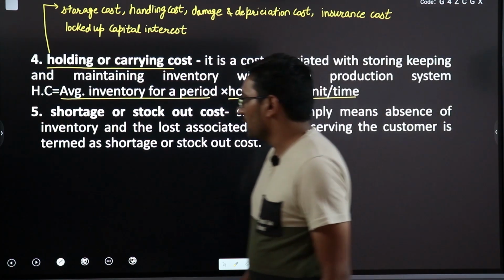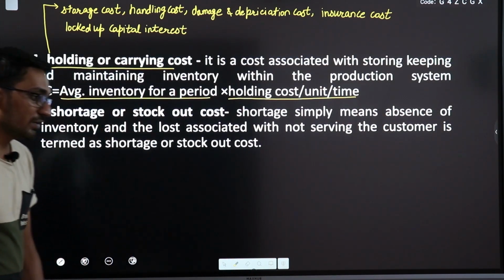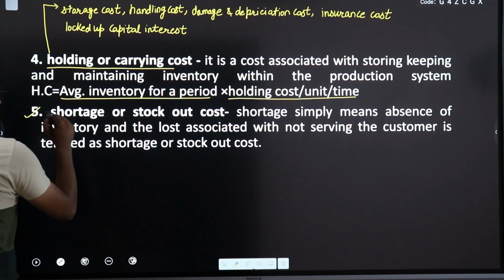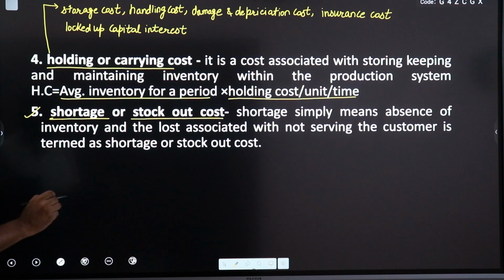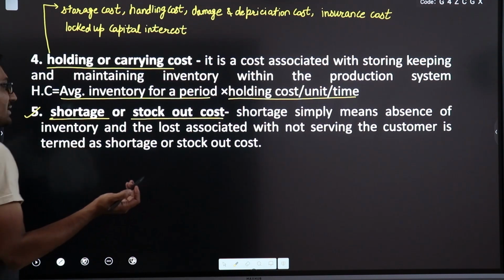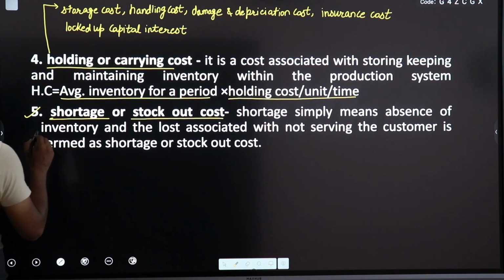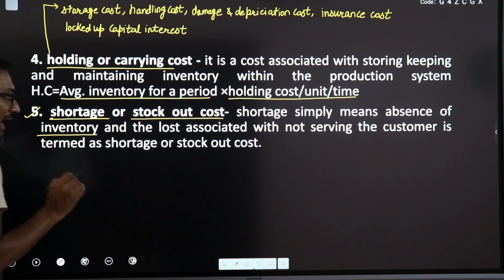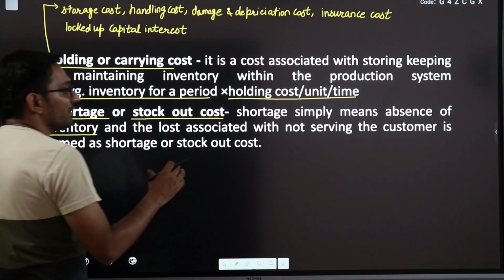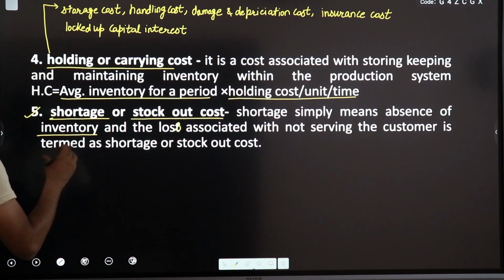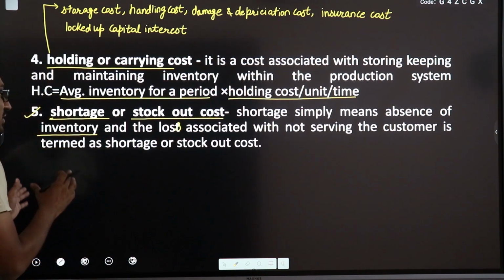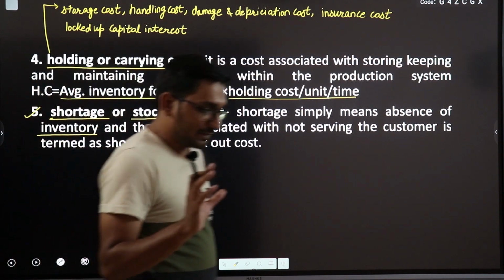Now the last one is your shortage or stock out cost. Shortage simply means the absence of inventory, and the loss associated with not serving the customer is termed as shortage or stock out, right?